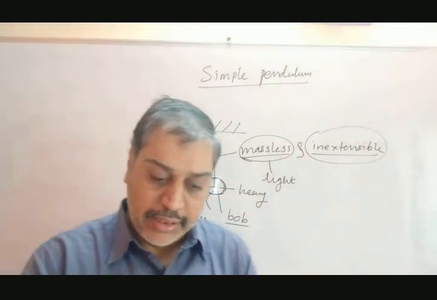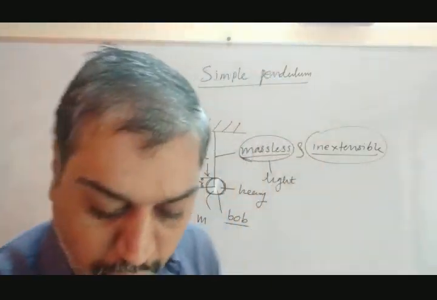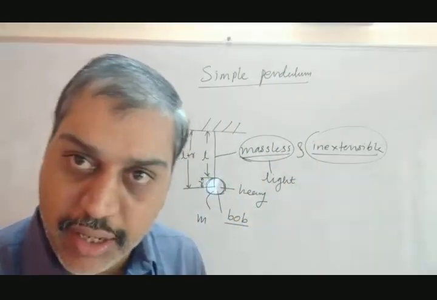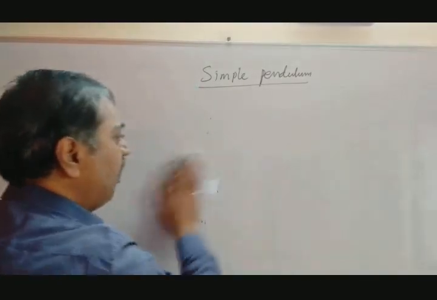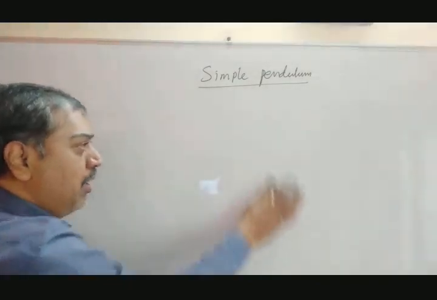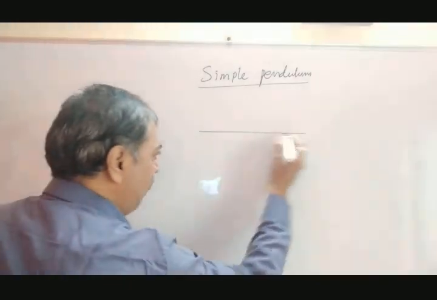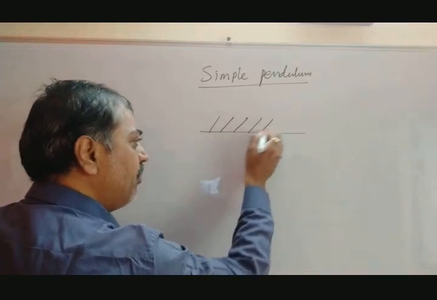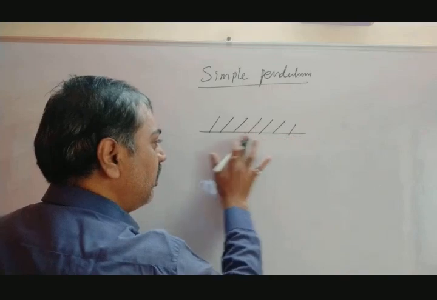Now remember, to understand this, let's consider some parameters according to the book. I will modify the diagram again, rewrite it, and go into detail. What we have learned up till now is what a simple pendulum is, what an ideal simple pendulum is, and the practical simple pendulum, and how they differ from each other. Now let's go to the theory of this.